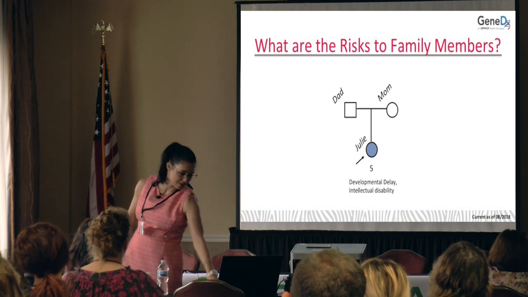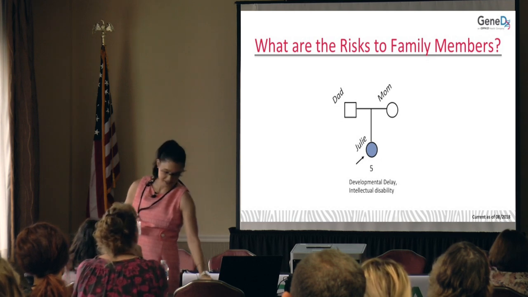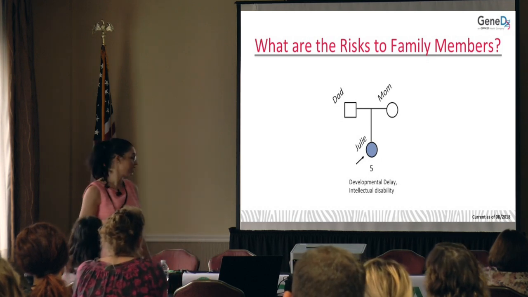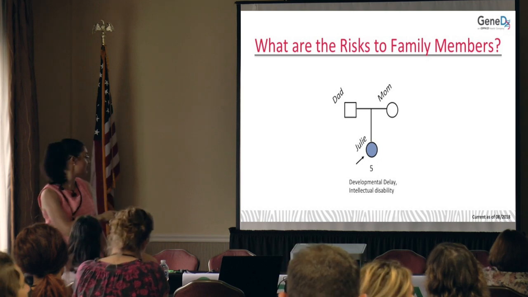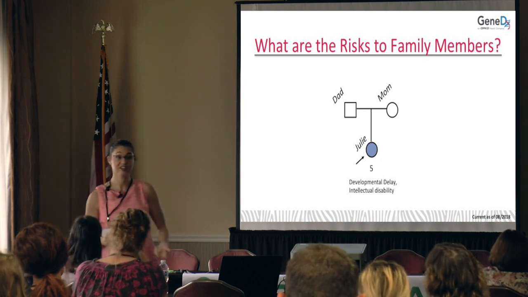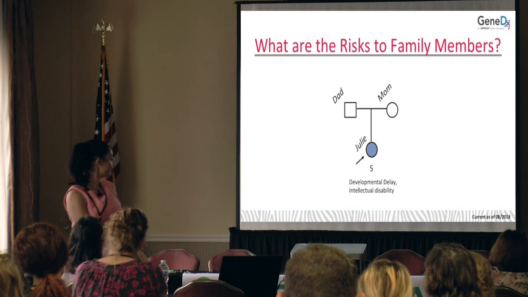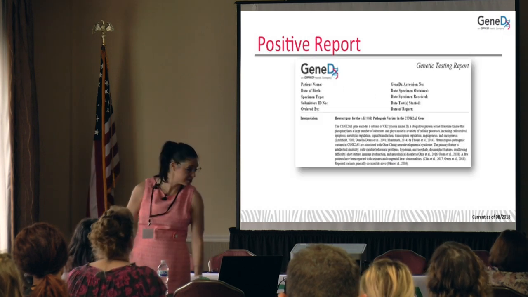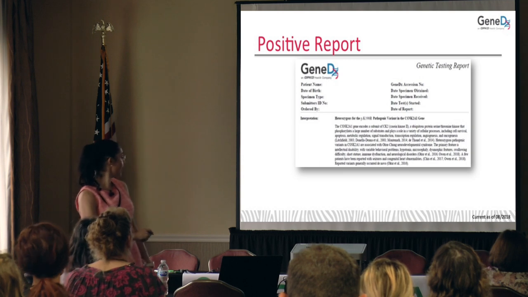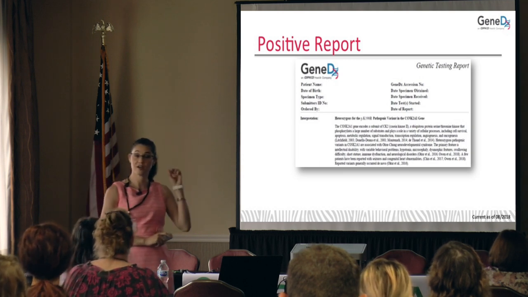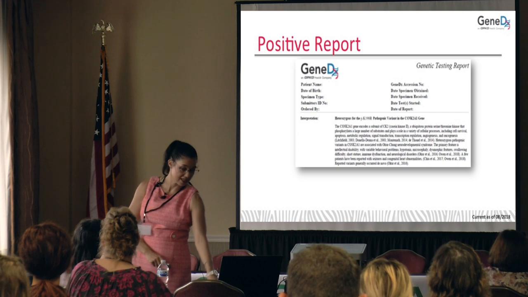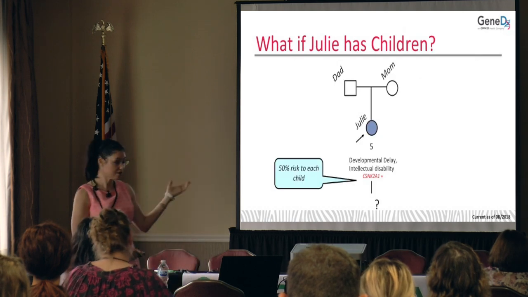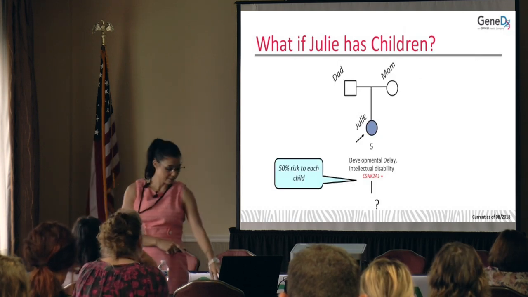Some questions that come up, as I said, are what are the risks to the family members? The first thing a genetic counselor is going to say is, well, let's do genetic testing, if it's appropriate and hasn't already been done. And let's start with Julie. She has developmental and intellectual disability. Oh, look, okay, pathogenic variant. So Julie's got a positive result. This gives us the answer. We know what's caused her situation, okay?